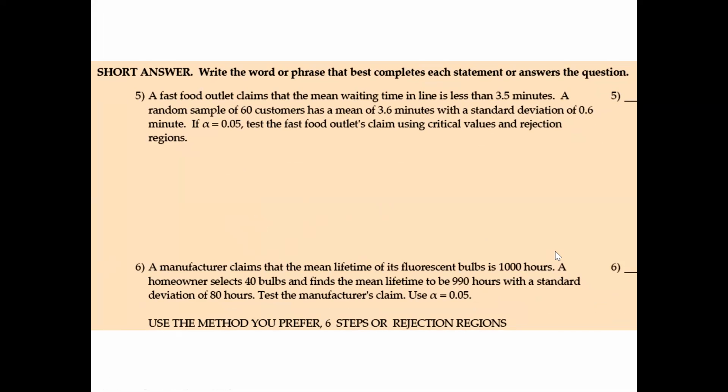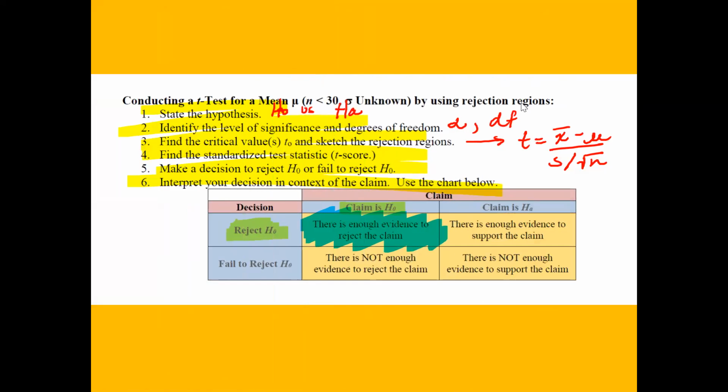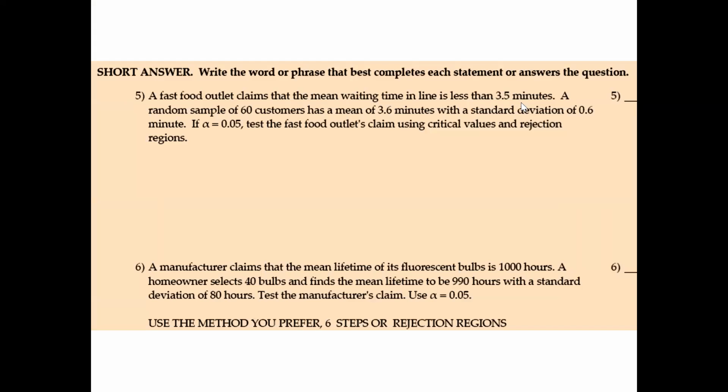It says a fast food outlet claims the mean waiting time in line is less than 3.5 minutes. A random sample of 60 customers has a mean of 3.6 minutes with a standard deviation of 0.06 and an alpha level of 0.05. Test the fast food outlet claim using the critical values and rejection region.